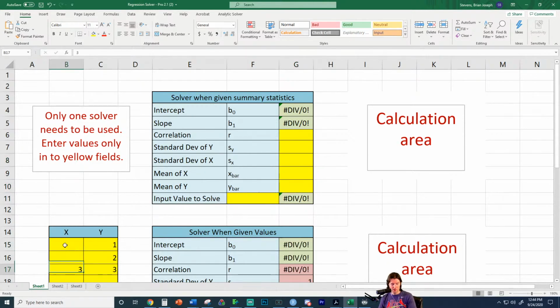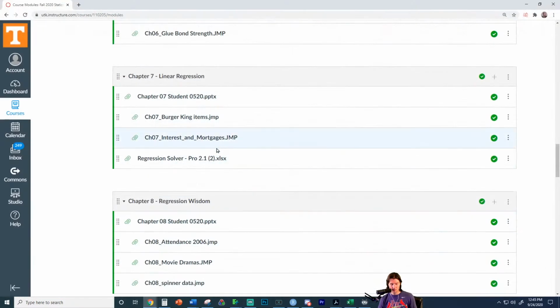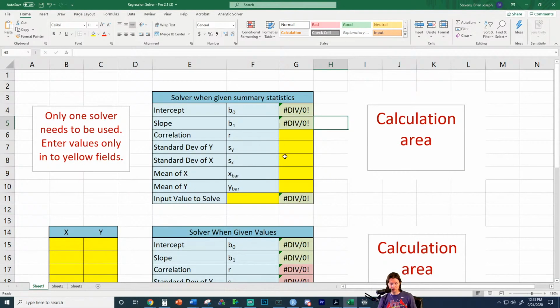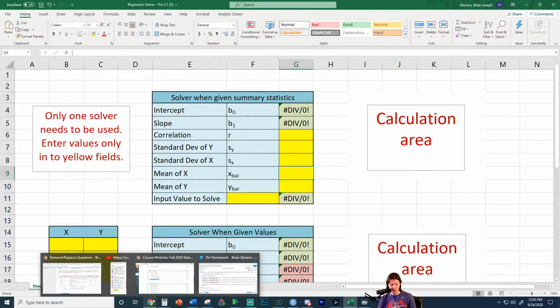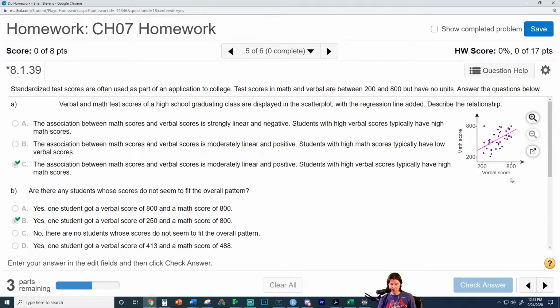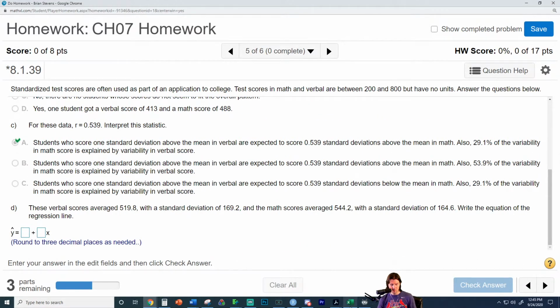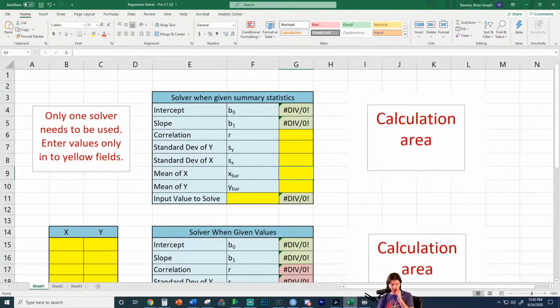We won't use this one. So when you use the regression solver, which can be found right here, here's where the regression solver is under chapter 7 under modules. You want to go to the regression solver. You want to enter in, we're going to look at the mean of verbal, which is the X variable. Let's double check. Make sure it's the X. Verbal's the X. And then we go back here. I'm just going to click this back and forth so I can see it.